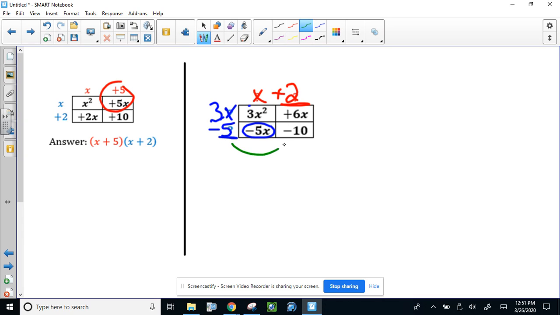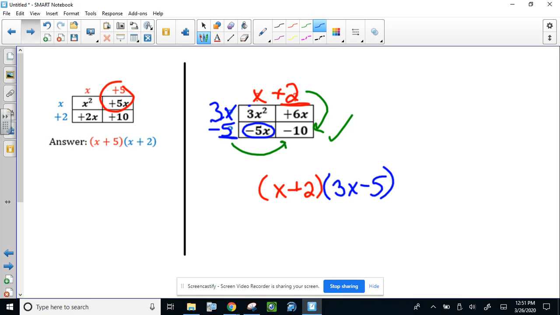And then just to verify, this is how you know you did it right. The last box should be a product of our two numbers. Does negative 5 times 2 make negative 10? Yes. So that means our factors would be x plus 2 times 3x, and I had a negative 5 in order to make that work. And that's how we get our factors, our answer for that problem.